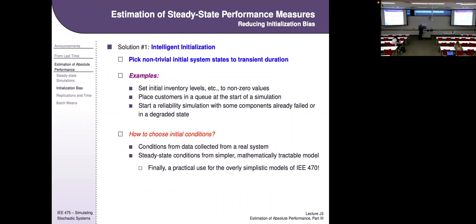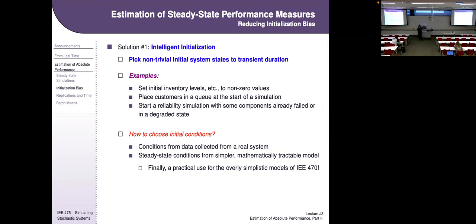Let's set initial inventory levels to realistic values, to what we think the steady state values might actually be. Place customers in a queue. Start with some of the components already failed or in a degraded state. When you start a reliability simulation, normally all of your machines are in pristine condition at the beginning of the sim. But in reality, that's a very artificial state that only existed once in the real system's history. We could instead start with one of the machines almost about to fail, another machine pretty new, some machine in the middle, and so on, to make it more realistic in terms of the portfolio they've got.